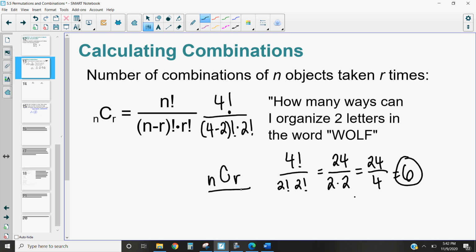So those are 3 ways we can calculate them. We can write them out, which is not going to be a successful way when we start getting hundreds of thousands of ways to do something. We can calculate it using factorials, or we can use our calculator.